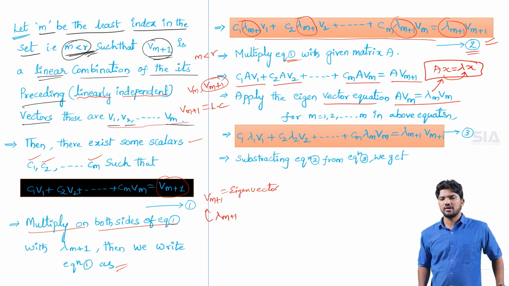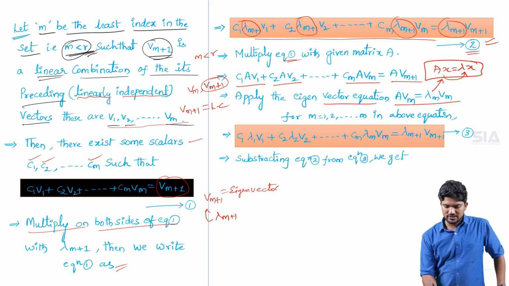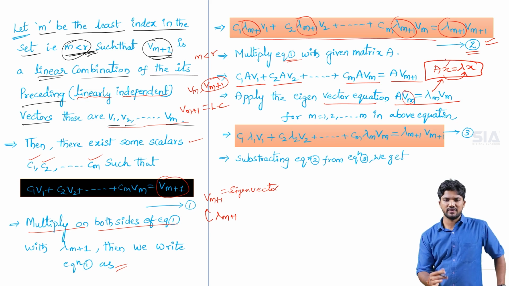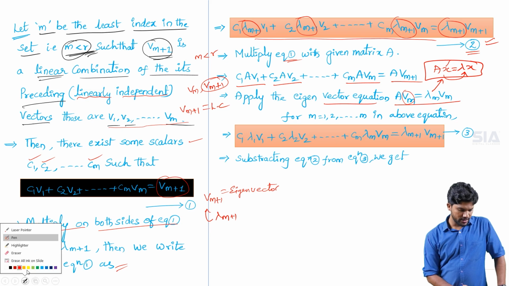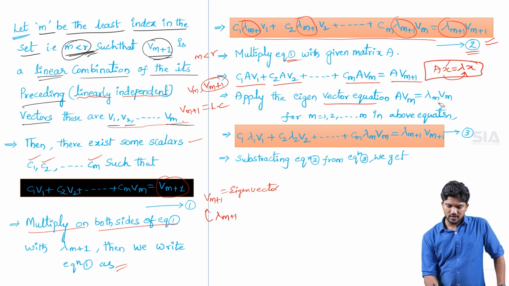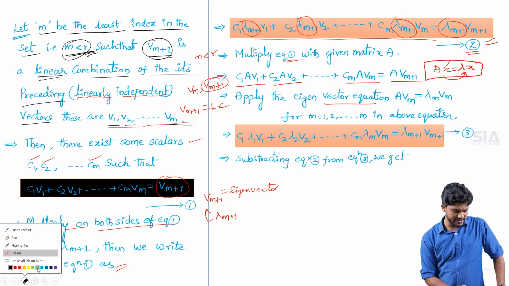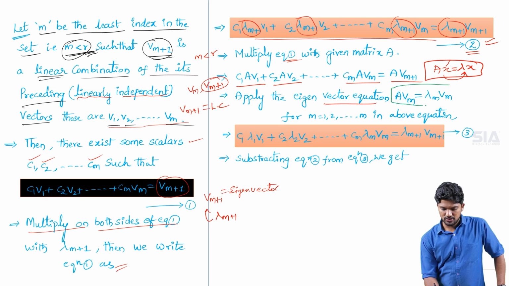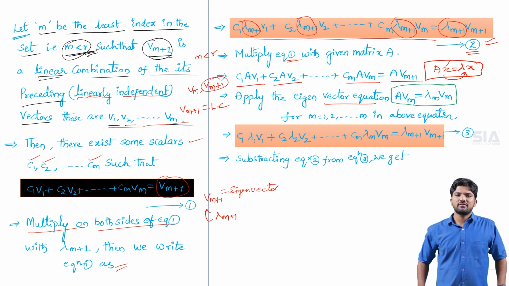A into v suffix m is equal to lambda suffix m into v suffix m. Here, in place of small x, we have taken the vector v suffix m; small x is also a vector there. So therefore, whatever A into v suffix m equation is here, this equation is also the definition of the eigenvector for this lecture.